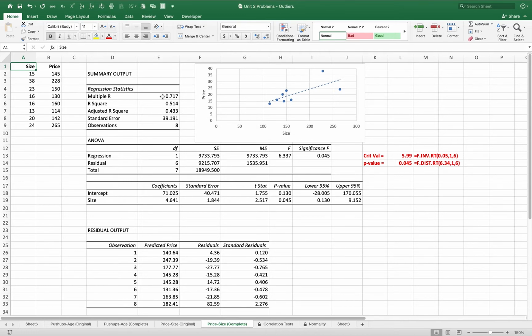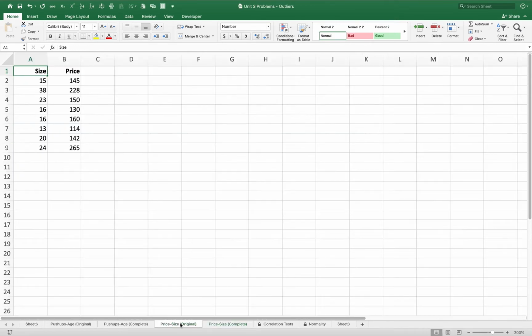If we take a look at the summary output here, you'll notice that there's an R-squared value of 51%. That is significant at a 5% level of significance according to the p-value for the F-test, which, because this is a simple linear regression, one x variable, will be exactly the same as the p-value for size. So there's a significant relationship here. The standardized residual shows that there is a value here which is outside of 2.